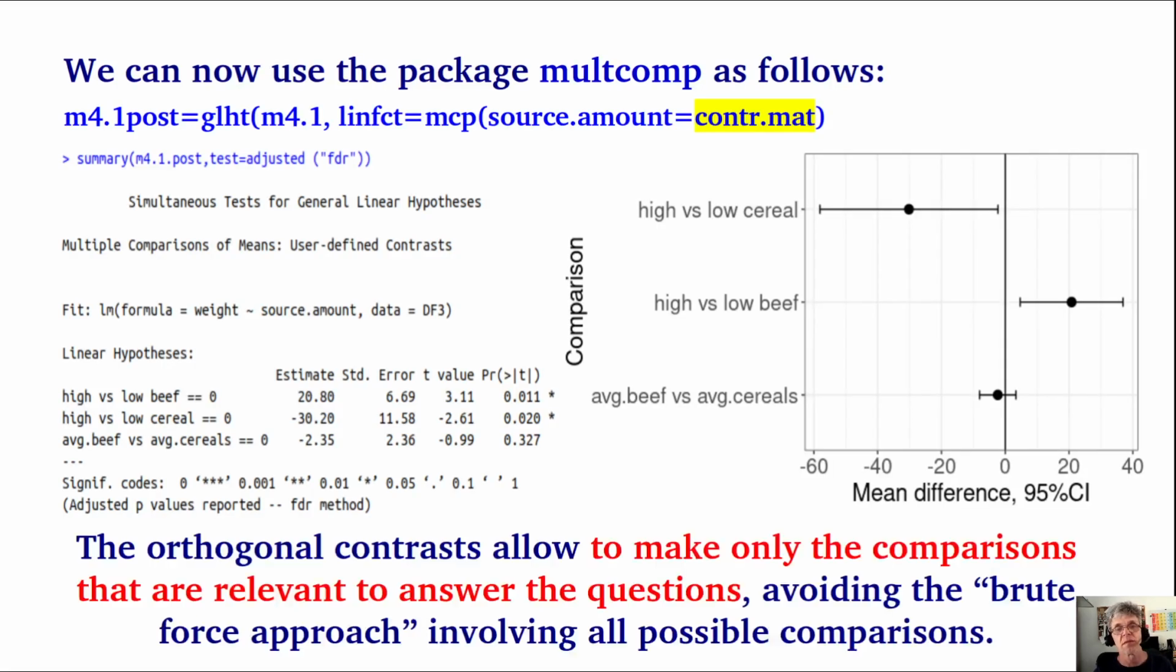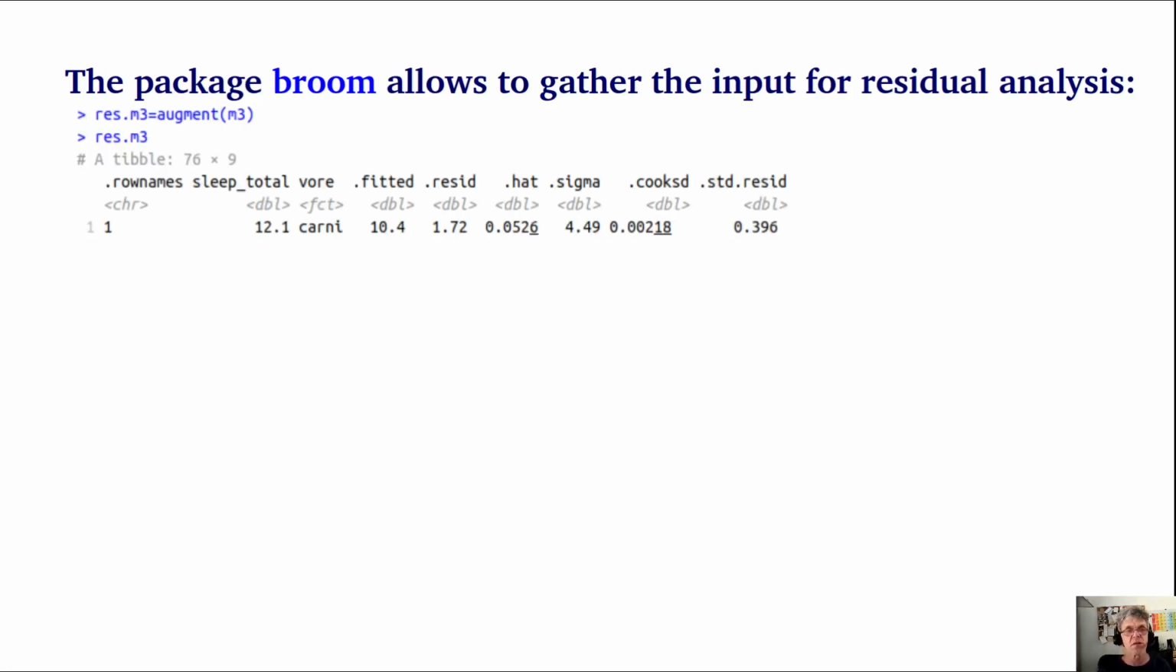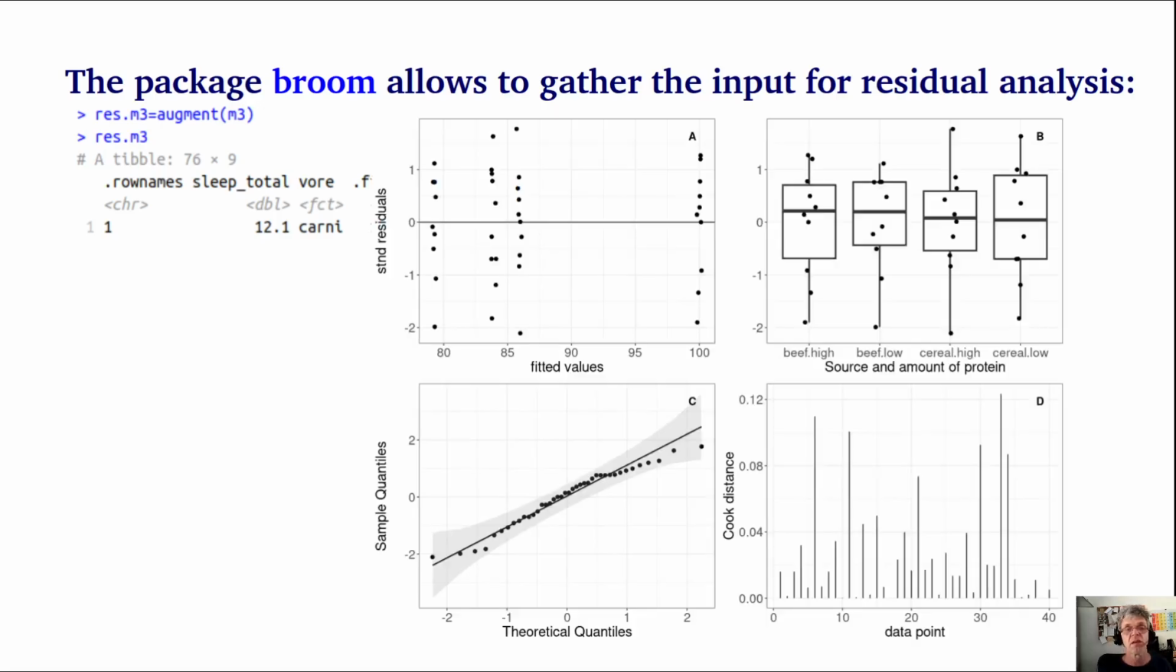The package broom allows us to gather the input for the residual analysis. As before, I will not reiterate the explanation, and with this we make the following plots. We have the standardized residuals against the fitted values, and the standardized residuals against the combinations of the two explanatory variables. Now we see more or less a random scatter. Of course, we can identify 4 groups, as we obviously have 4 groups in this data set.